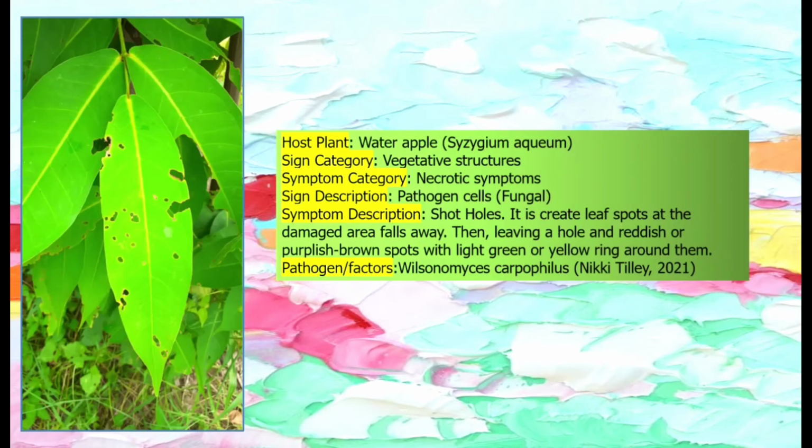The next picture is water apple leaves. The sign category is vegetative structures. The symptom category is necrotic symptoms. The sign description is pathogen cells, that is fungal. The symptom description is shot holes. It creates leaf spots as the damaged area falls away, leaving a hole, with reddish or purplish brown spots with a light green or yellow ring around them. The pathogen is Wilsonomyces carpophilus.